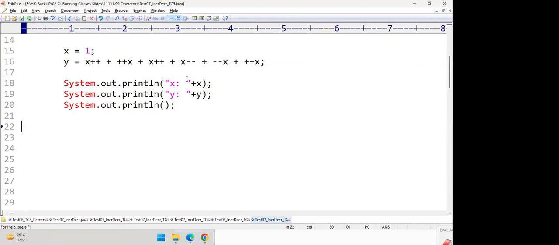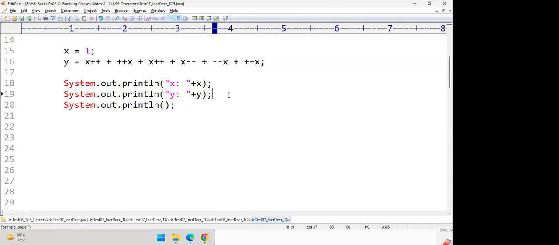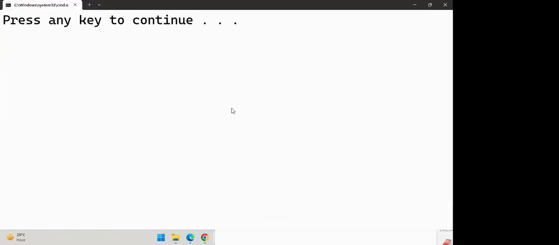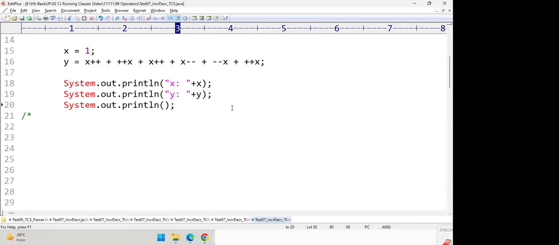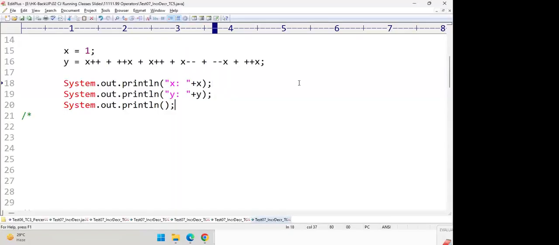Completed output. What is the X value? Y value? 16. Come on. Everyone tried by typing on your own system? Are you showing your talent or the system's talent? Your output is the same? Wow, 3 and 16. Now tell me, how 3 and 16?